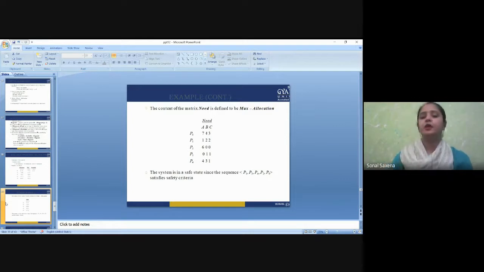Now how come we find out this safety sequence? See, this safety sequence is found by allocating some resources at a particular moment of time, so that one process gets fully executed, and once the process gets fully executed, it releases all of its resources. So the system gets back all the resources which it has allotted to a particular process. Once it has got all the resources back, it can allocate these resources to some other processes.